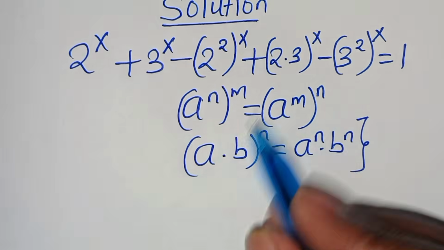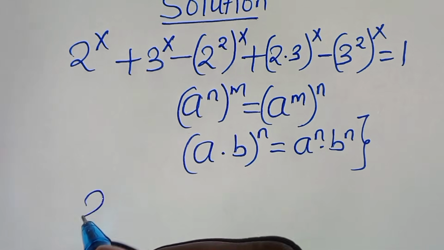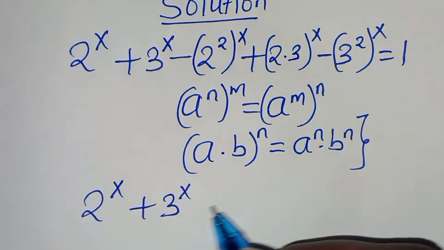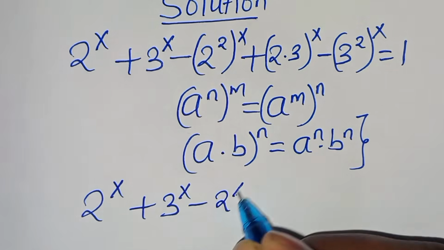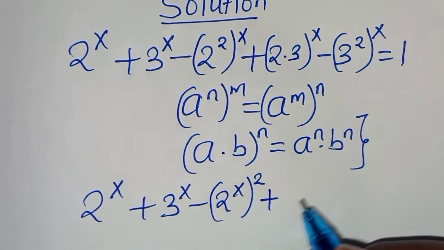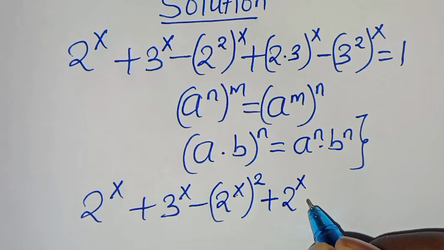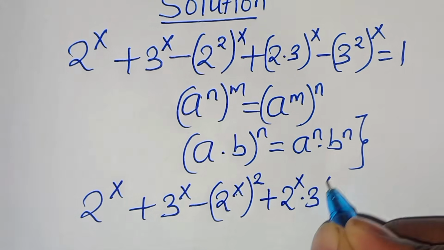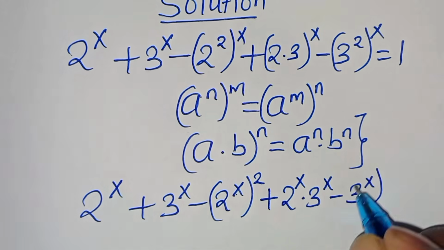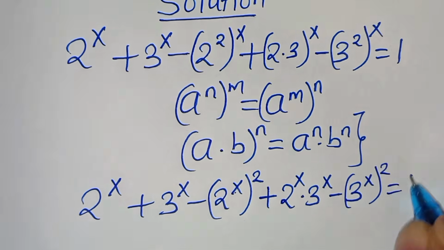Now, applying these two exponent properties, we have 2 to the power of x plus 3 to the power of x minus 2 to the power of x raised to the power of 2, then plus 2 to the power of x times 3 to the power of x, then subtract 3 to the power of x raised to the power of 2. This is equal to 1.